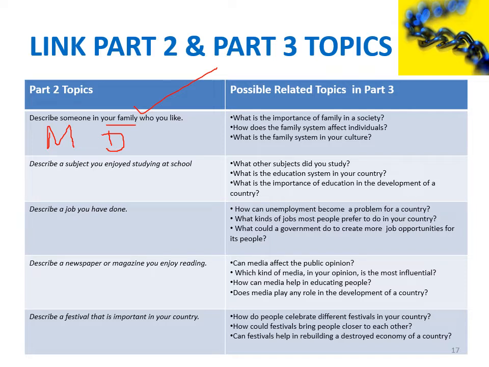Now here in part 3 you could see it's more general. What is the importance of family in a society? How does the family system affect individuals, and what is the family system in your culture? I mean, there are millions of other questions, but these are just 3 examples. So part 2, narrow. Part 3, wider. Okay, so part 2, shallow. Part 3, deeper. You understand that? So that is how.